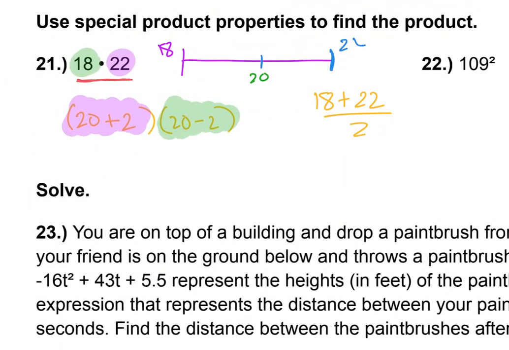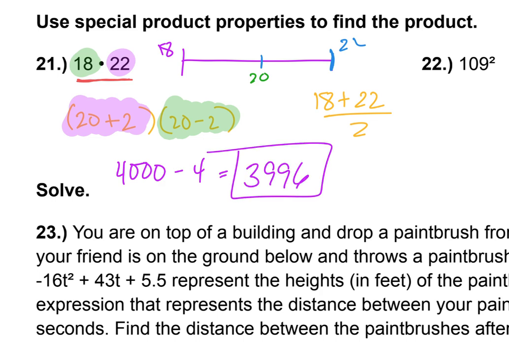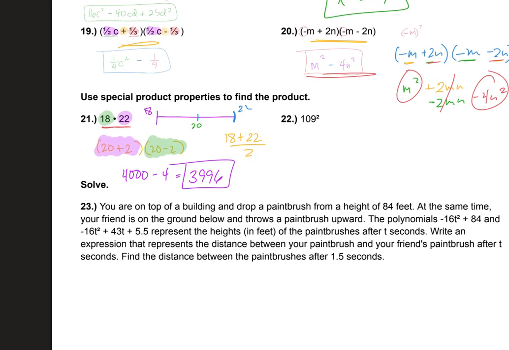So you could kind of do this in your head. 20 times 20 is 400. Sorry, 4,000 minus 4. So this is 3,996. 18 times 22 is 3,996. It's surprising how you could do that in your head without lots of stress.